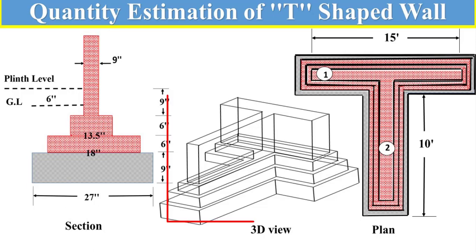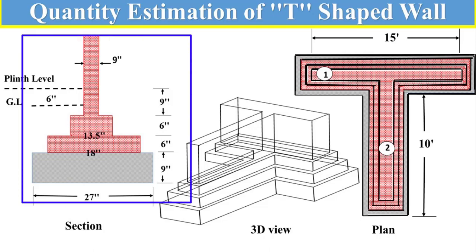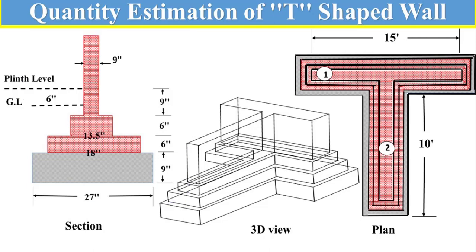The 3D visualization of the wall is shown. For better visualization, the section view of T-type of wall is shown in left. First of all, a layer of PCC is laid. After that, the first footing made from brickwork, second footing of brickwork, and third footing of brickwork that is up to the plinth level. After the complete understanding of the drawing, let's proceed to find the quantities one by one.